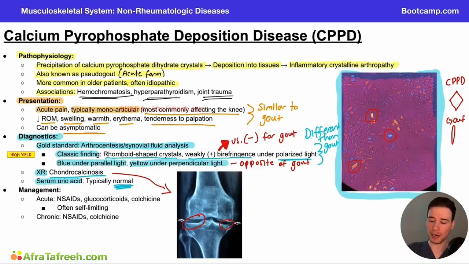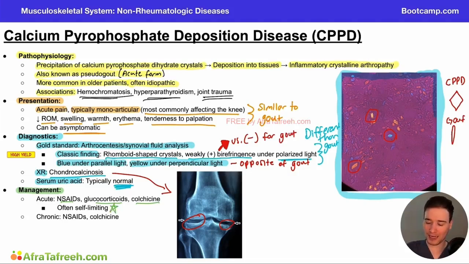When we talk about the management here, we're going to have really similar things to what we would have with gout. We're going to have NSAIDs, glucocorticoids, and colchicine, right? We're going to try to decrease the inflammation, decrease the pain that patients are feeling. With colchicine specifically, it can actually inhibit microtubules, decreasing the white blood cells coming to the area and causing an inflammatory reaction as well. Key point here, though, this is often a self-limiting disease.